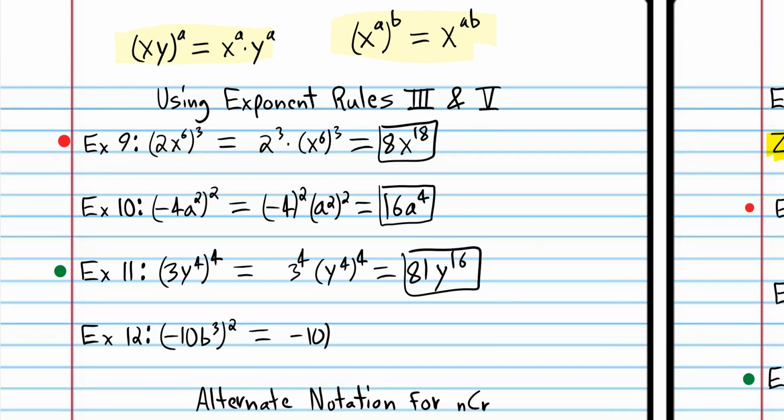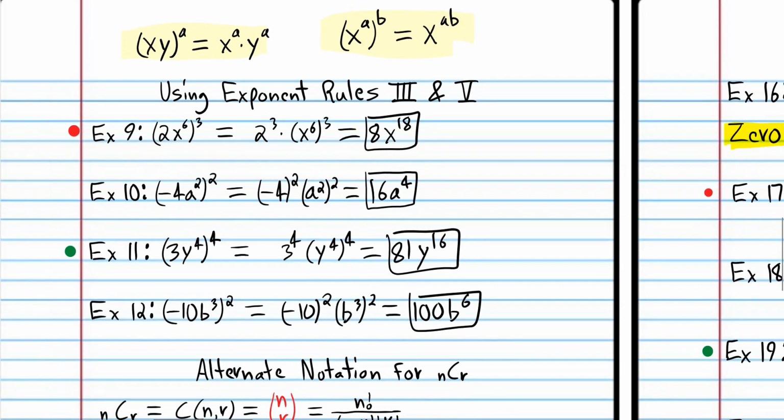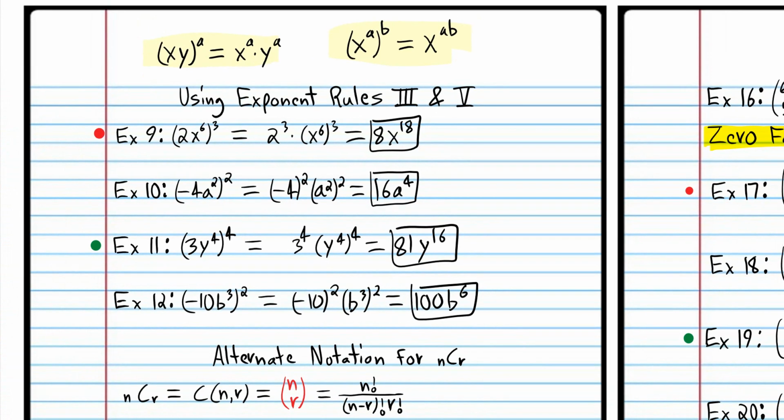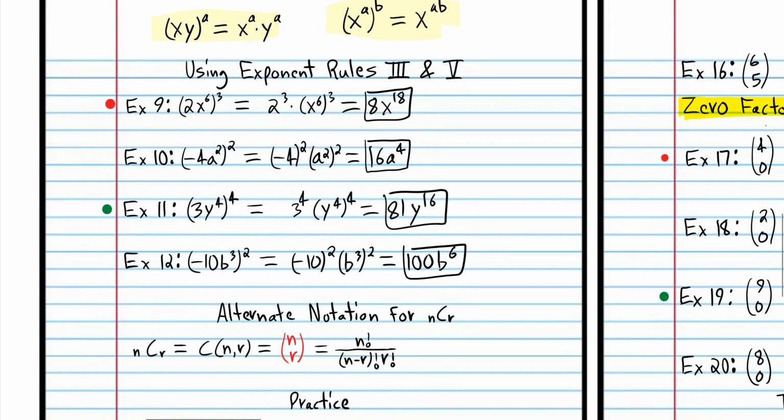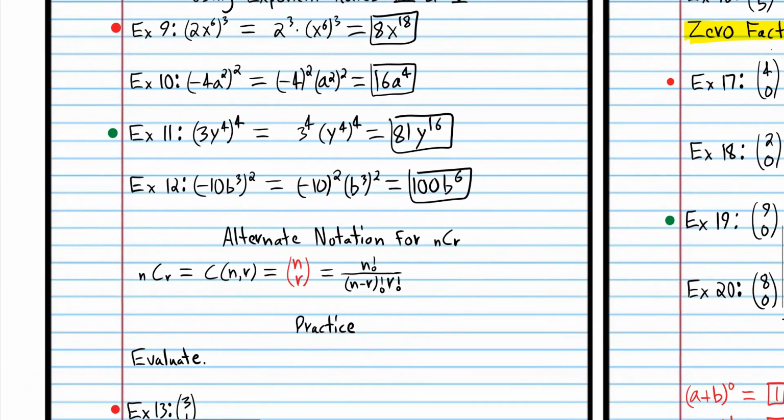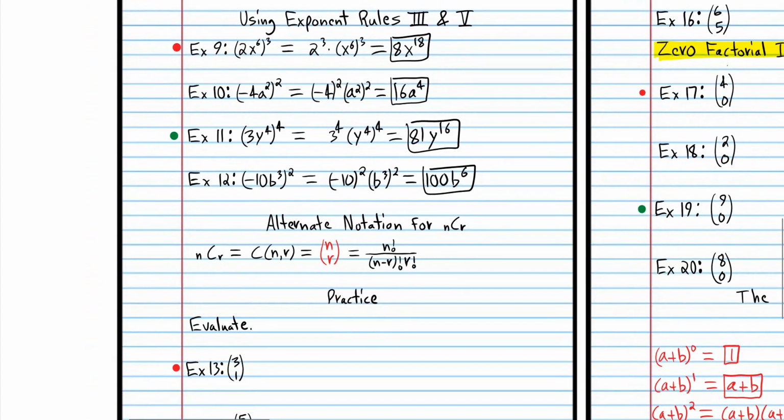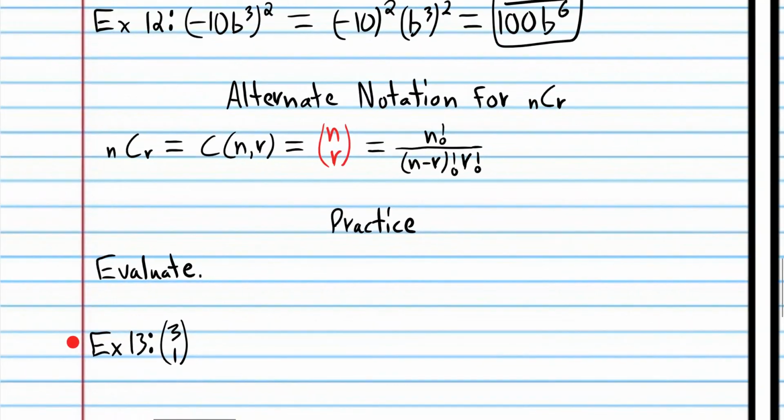Okay, we're back. So we use rule number 3 first. And we get 100 b to the 6th using rule number 5 in the second step. So if you got that right, excellent. So we reviewed exponent rules 3 and 5.